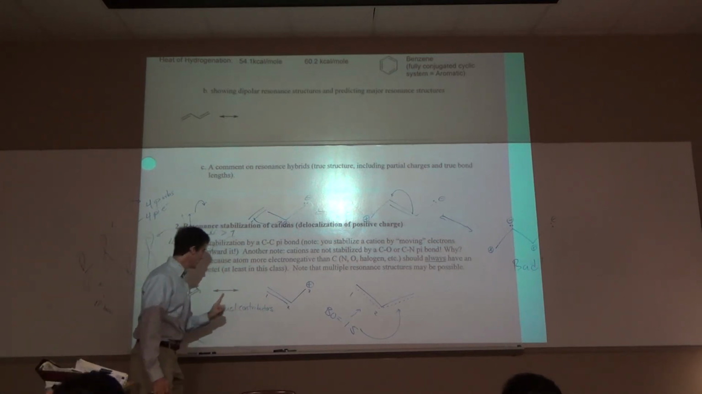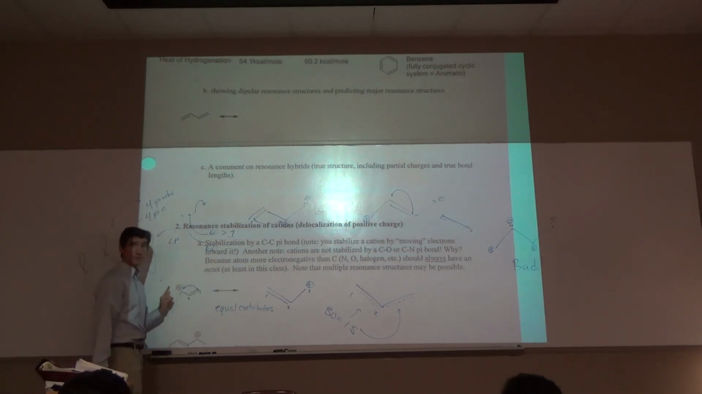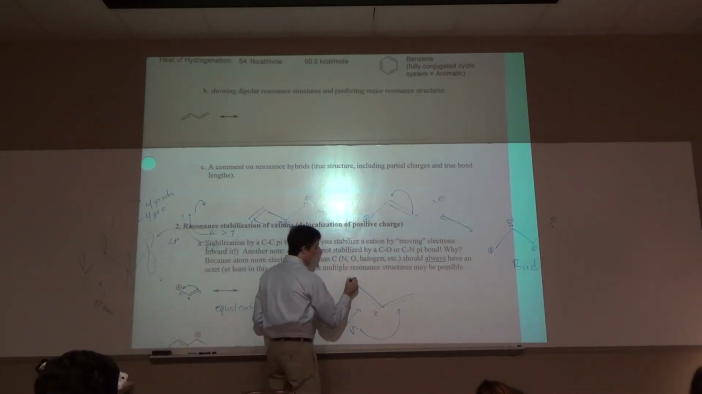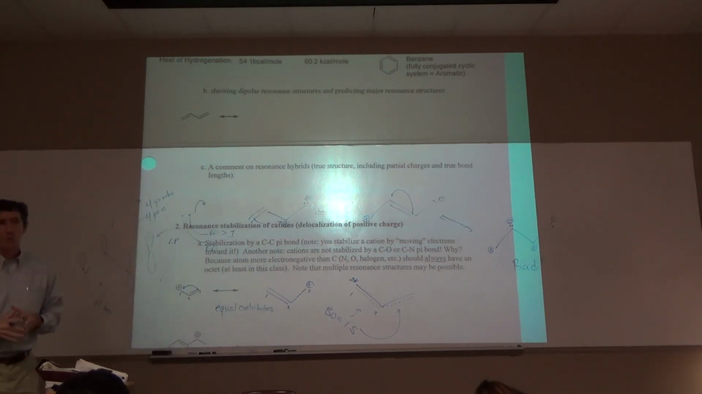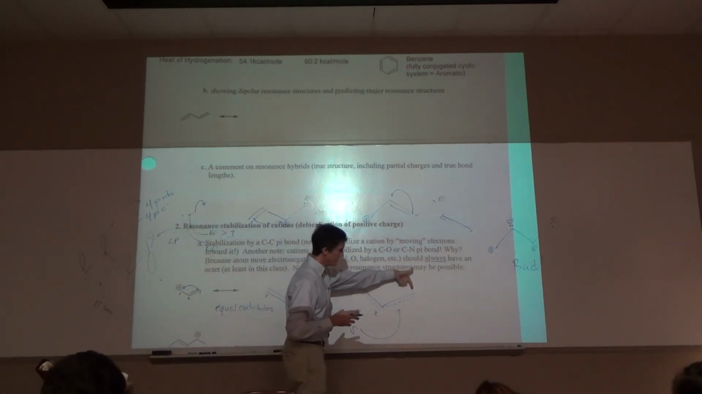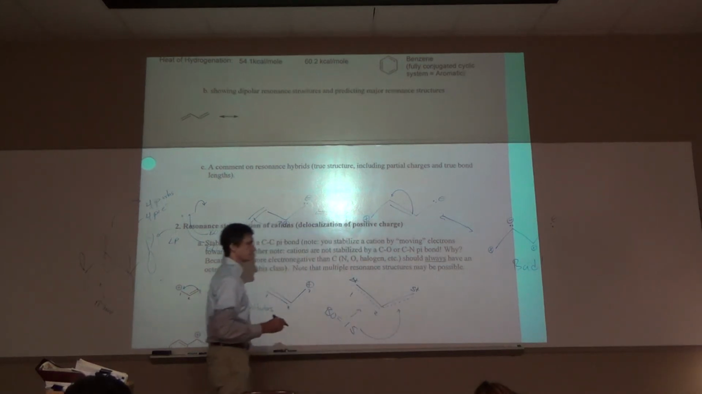What's the charge of carbon 1? Well, it's a blend of all your resonance structures. What's a blend of plus 1 and neutral? Plus 0.5. It's like a partial half. We're never going to define much. We're just going to say it's partial plus. That's a partial plus. How about here? What are we going to put here? Also partial plus.